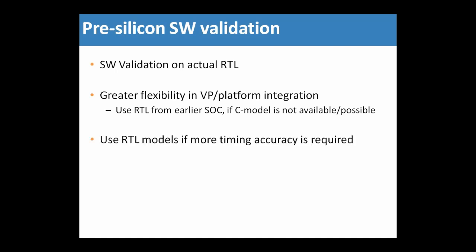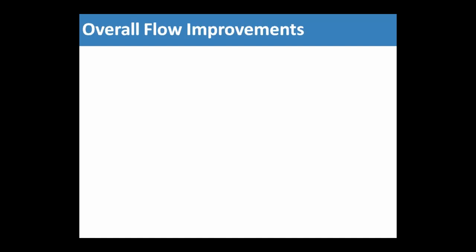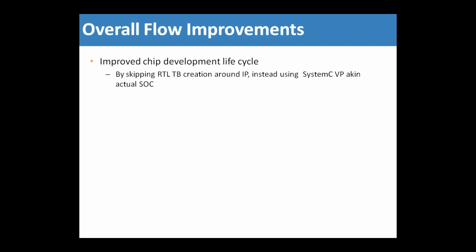So in the rare case where, during the pre-silicon stage, someone wants to test the software in a timing accurate fashion, RTL could be a better investment than trying to write cycle accurate model flavors of the IP models. From the overall flow perspective also, we see there can be improvement.